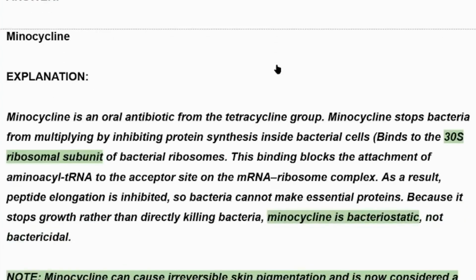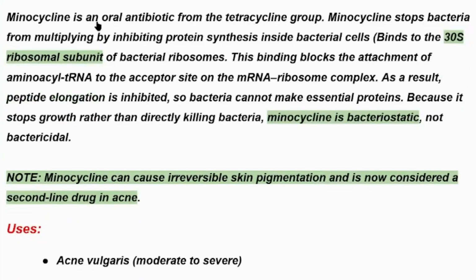Here we are going to explain it. Minocycline is an oral antibiotic from the tetracycline group. Minocycline stops bacteria from multiplying by inhibiting protein synthesis inside bacterial cells. It binds to the 30S ribosomal subunit of bacterial ribosomes. This blocks the attachment of aminoacyl tRNA to the acceptor site on the mRNA ribosome complex.